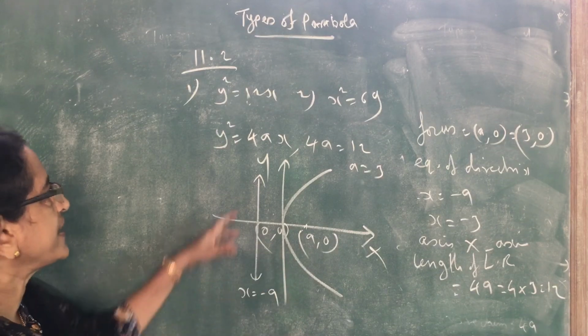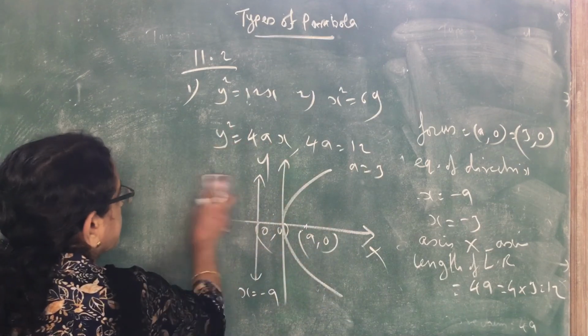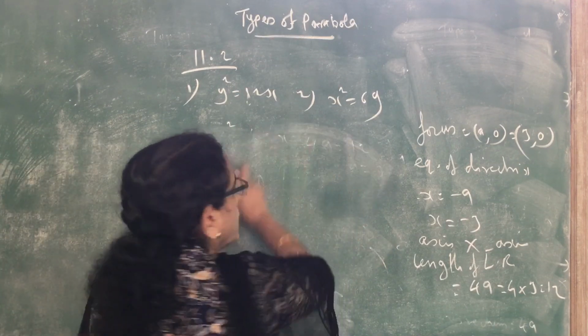Similarly, we can find them for the second question, x square equal to 6y. Okay, we'll do that in the next session.